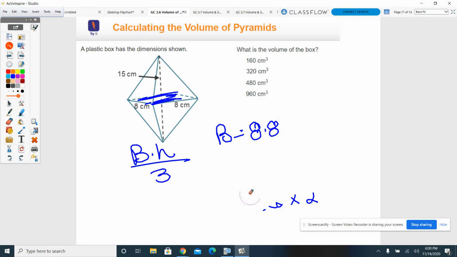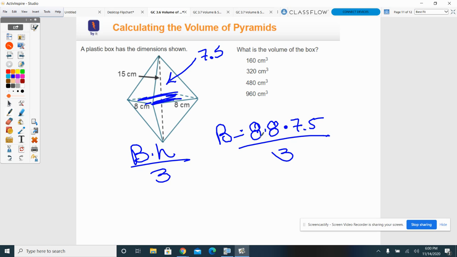Instead, this piece from the middle, because it's half, would be half of 15, which would be 15 divided by 2, or 7.5. So 8 times 8 times 7.5. This time we'll divide it by 3. 8 times 8 times 7.5 divided by 3, and we get 160. 160 is for 1, but there's 2 of them, so that's where the 320 comes from. Okay, so I kind of messed up there, so please be careful. And that is it.